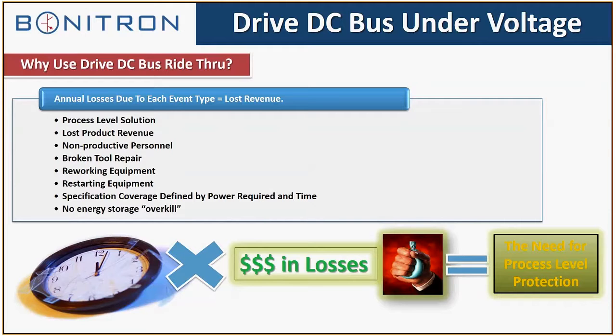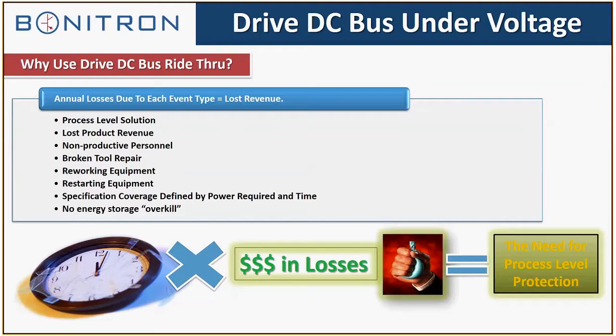Of course, non-productive personnel. Operators are standing around waiting for the machines to come back up. And in a lot of cases, for example, robotics, broken tool repair, meaning sometimes when a reference is lost, a robotic arm can swing around and cause personal injury or damage to the equipment. And then, of course, there's the repair issues when the equipment is damaged, and even if things aren't damaged, restarting some applications can take a long time, which means long downtime, which means production losses.